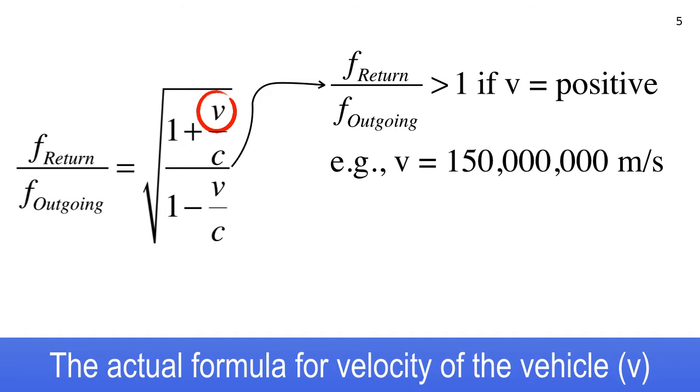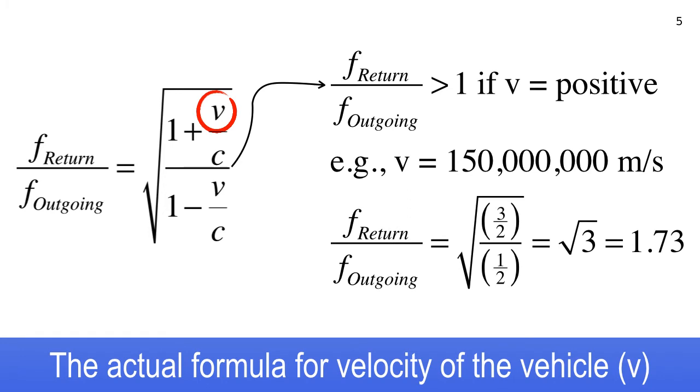Here's how it would work. 150 million in the numerator, 300 million in the denominator, means that v over c is going to be 1/2. So up top here you have 1 plus 1/2, and in the bottom you have 1 minus 1/2. So go ahead and jot this down. For this example, you have a big, gigantic square root.